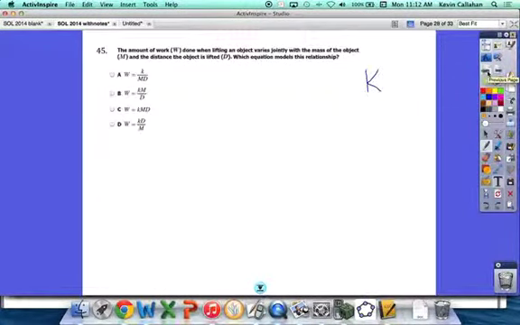Okay, I mean, this is variation. So you've got to just know it. We have no tricks for this. Not on the formula sheet. You've got to know direct, inverse, joint.